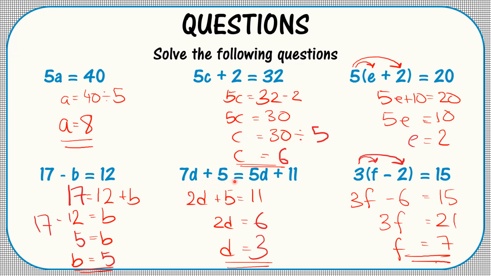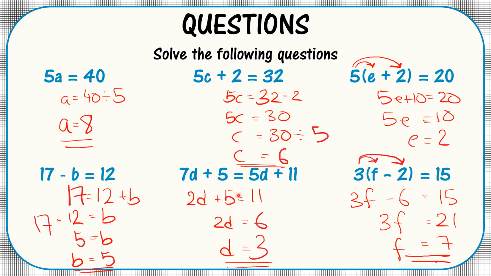7d plus 5 is equal to 5d plus 11. We have an unknown on both sides. We need to find out which one is smaller. So it is smaller on the right hand side. So we're going to bring this 5d to this side. It will be 7d minus 5d, which equals 2d. And then this 5, nothing has happened to it, and nothing has happened to this 11. So 2d plus 5 is equal to 11.